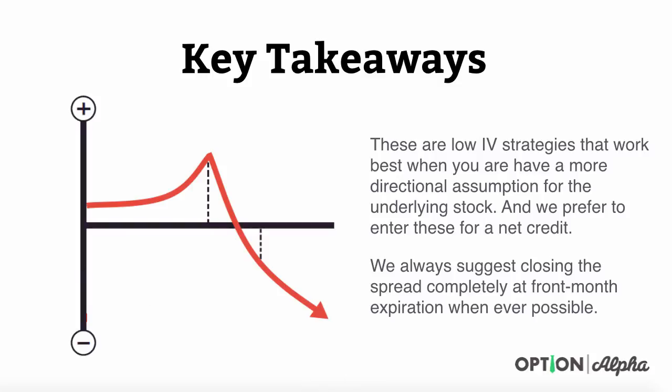As far as key takeaways go, these are definitely low implied volatility strategies that work best when you have more of a directional assumption for the underlying stock. We do prefer to enter these trades for a net credit, but a small net credit, because this minimizes the directional risk in the security. We always suggest that you close these spreads completely at the front month expiration whenever possible, which in our case would be the February expiration. We don't want to hold this all the way through March expiration. We want to target February expiration. That's why you give yourself enough time in that front month contract and then close the position out before expiration.